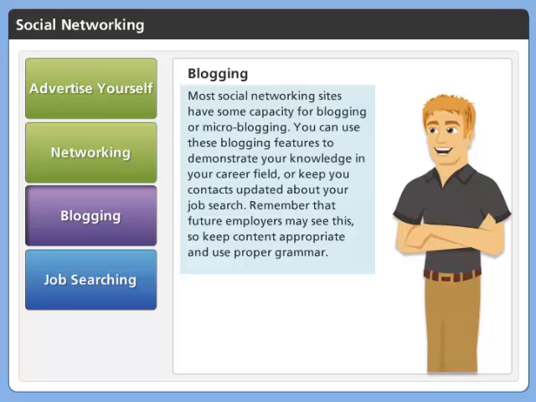Blogging. Most social network sites have some capacity for blogging or microblogging. You can use these blogging features to demonstrate your knowledge in your career field or keep your contacts updated about your job search. Remember that future employers may see this, so keep content appropriate and use proper grammar.